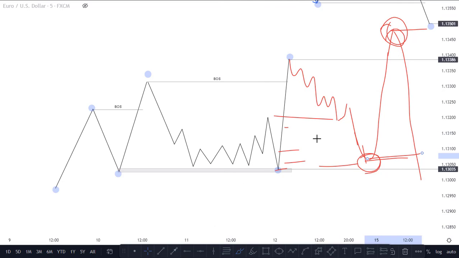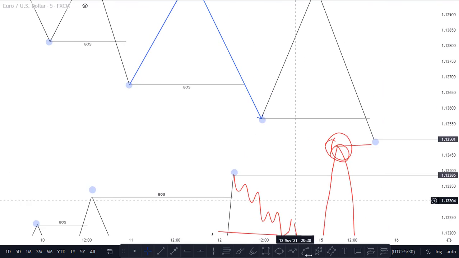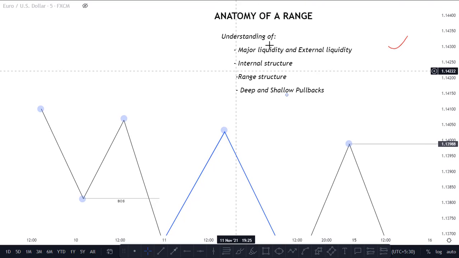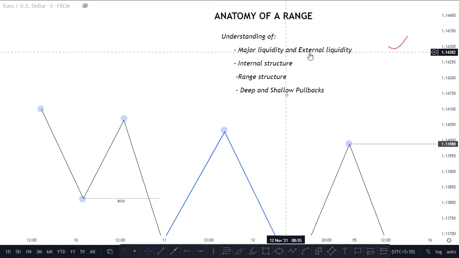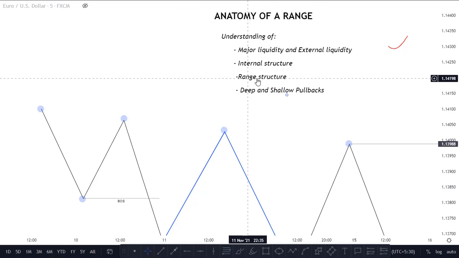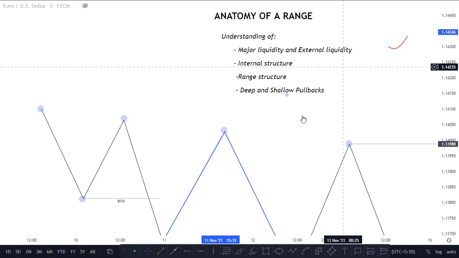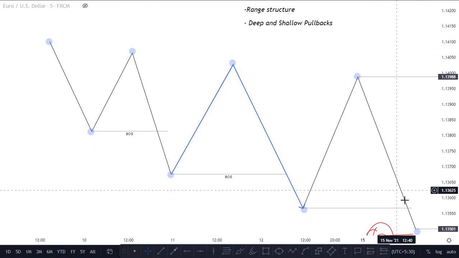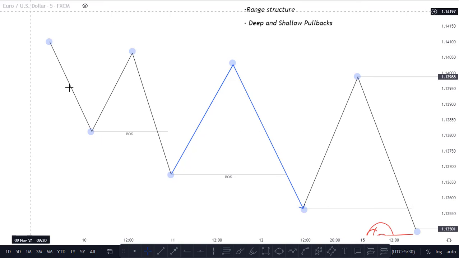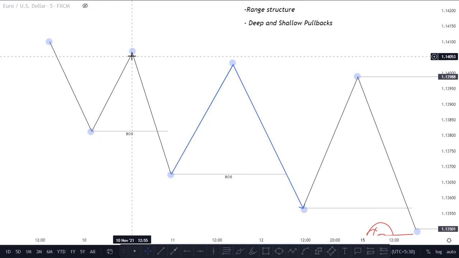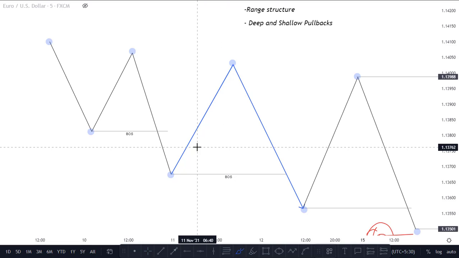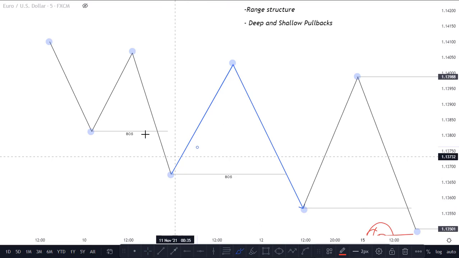So this is what I want to tell you about a range. Now you can go back to this concept. We are going to talk about major liquidity, external liquidity, internal structure, range structure, deep and shallow pullbacks. Now starting from here, from this bearish move, just from this lower low, lower high, lower low, after breaking this low, you have got a bearish range. Your bearish range will start from here.